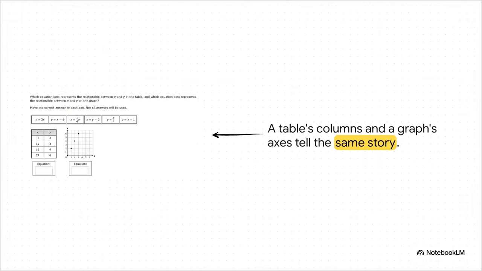And what's so cool here is that the table and the graph, they're telling the exact same story, just in different ways. Look at the X column in the table: 8, 12, 16, 24. Now look over at the graph's horizontal line. See? Same numbers. And the Y column: 2, 3, 4, 6. It perfectly matches the vertical axis. They are just 2 different ways of organizing the exact same set of clues.